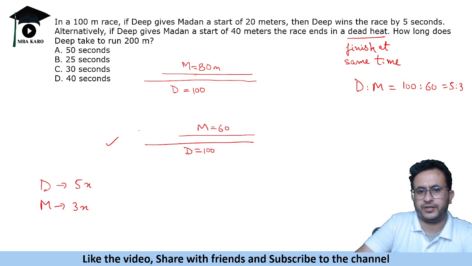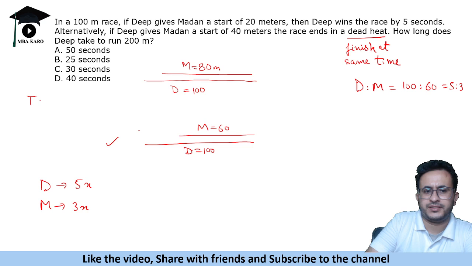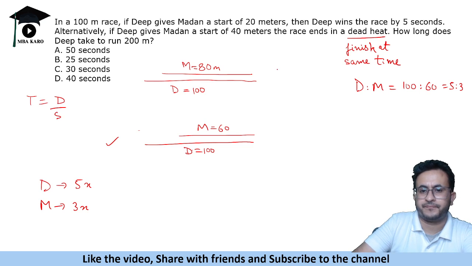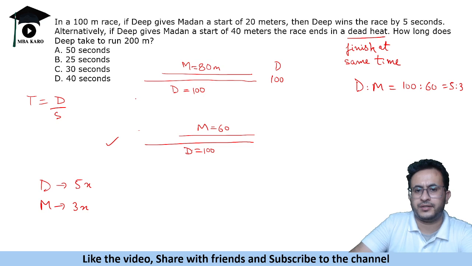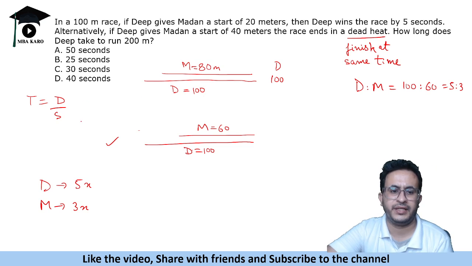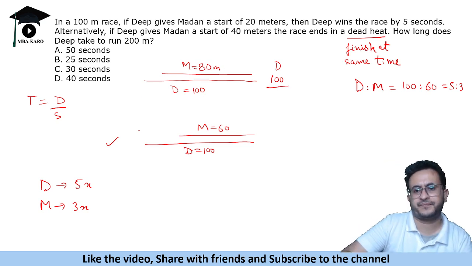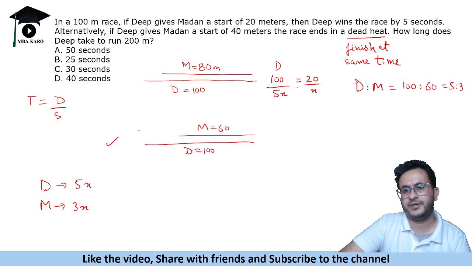Now in this scenario, what is the time taken? So what is time? Time is distance upon speed, right? So Deep will take time for 100 meters. Deep is covering 100 meters and the time taken is, like his speed is 5x. So 20 by x, his time taken is 20 by x.